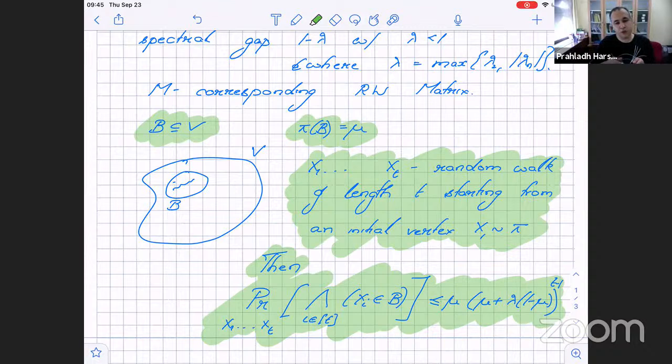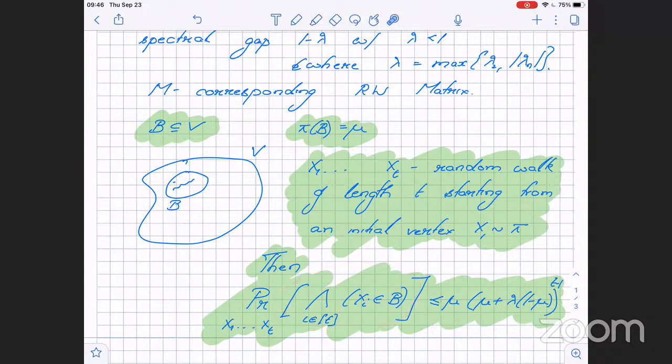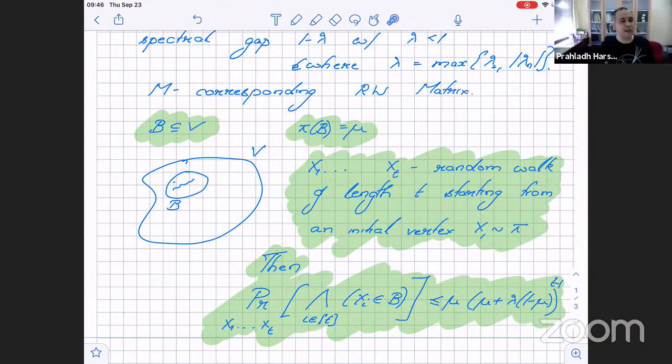Does the joint distribution look like the product of pi? It certainly does not look like that. It doesn't look like the t-wise product of pi, because once you know the first vertex, there are only D choices for the second one, and so on. But yet, with respect to this event, these things look as if they are independent.